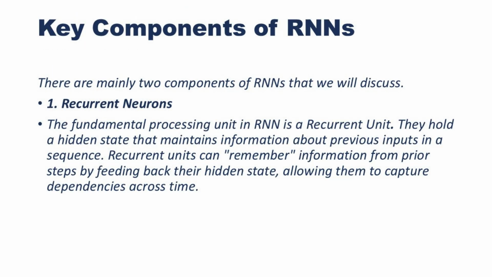Key components of recurrent neural networks. There are two main components of RNNs. Recurrent neurons. The basic unit of an RNN is called a recurrent neuron or recurrent unit. Each recurrent unit has a hidden state. This hidden state stores information from previous steps. By passing the hidden state again and again, the network is able to remember past inputs. This memory helps RNNs capture dependencies over time.